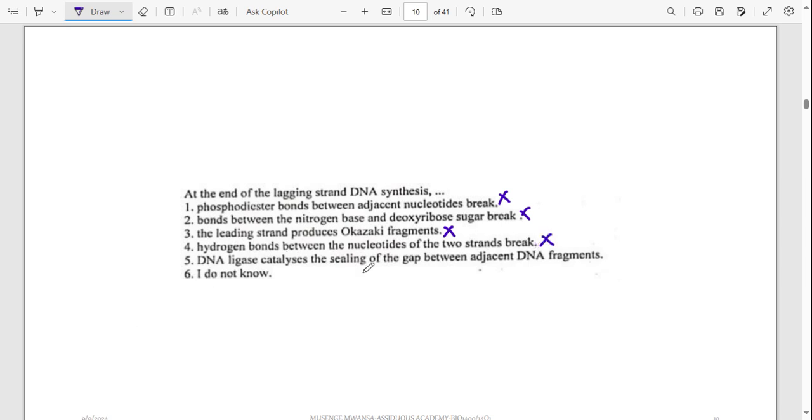DNA ligase catalyzes the sealing of the gap between adjacent DNA fragments. And this is true: DNA ligase catalyzes the sealing of gaps between adjacent DNA fragments. This is true among the Okazaki fragments, right? That's what we said.